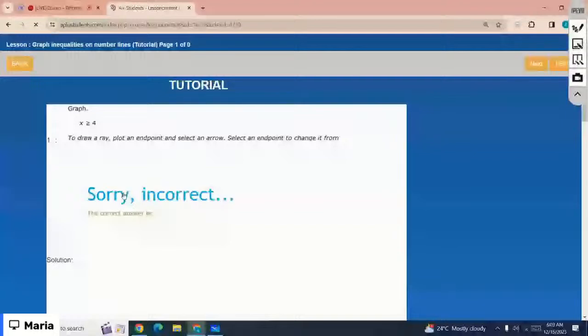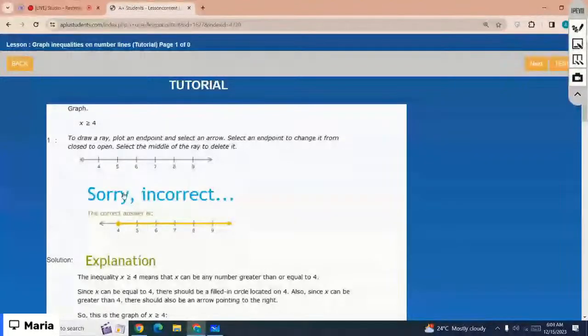The inequality is x is greater than or equal to 4, right? That means all the values that are greater than 4 are the solution of the inequality. Also, you have an equal sign, so 4 or all the values that are greater than 4. So you must have a filled in circle on 4. Here it is. And all the numbers on the right hand side of the 4 are included in the solution of the inequality. That's how you graph the inequality, right?